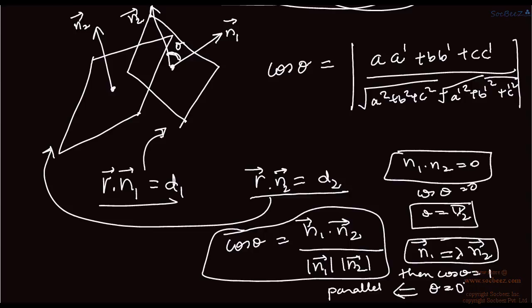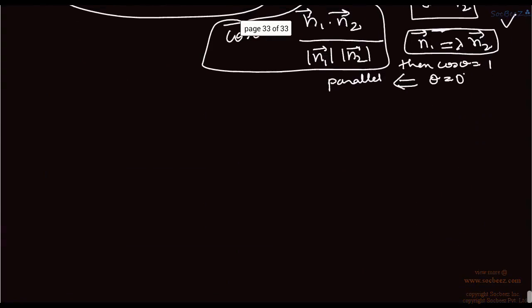So you have to see the condition that n1 dot n2 is 0 or this one, where lambda is a scalar. In that case, they have a 0-degree angle or a pi by 2 angle. So that depends on this formula, on what value occurs.